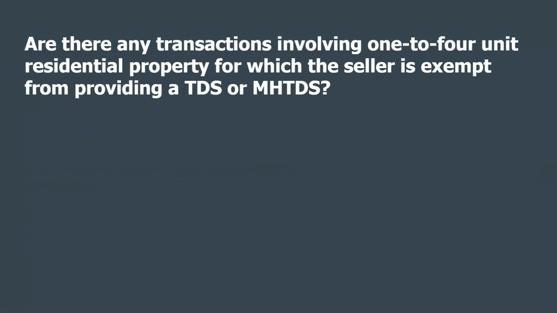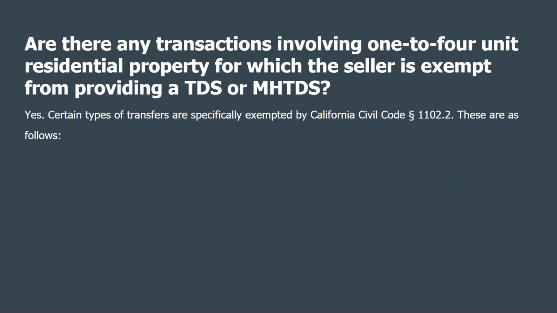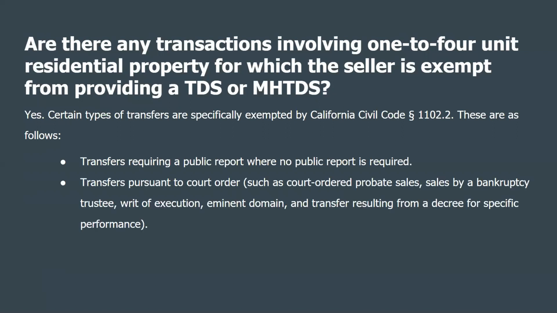Are there any transactions involving 1 to 4 unit residential property for which the seller is exempt from providing a TDS or Mobile Home TDS? Yes. Certain types of transfers are specifically exempted by California Civil Code 1102.2. These are as follows. Transfers requiring a public report where no public report is required. Transfers pursuant to court orders, such as court-ordered probate sales, sales by a bankruptcy trustee, writ of execution, eminent domain, and transfer resulting from a decree for specific performance.